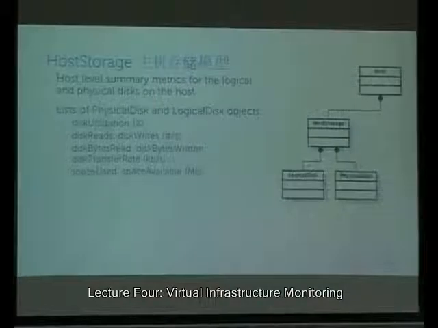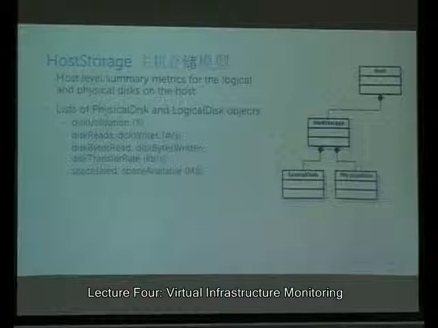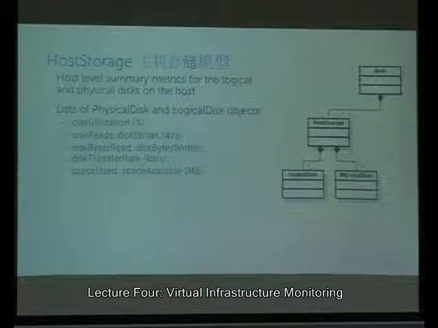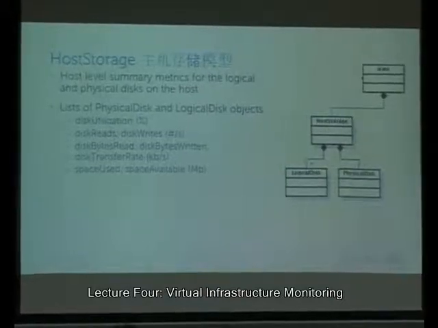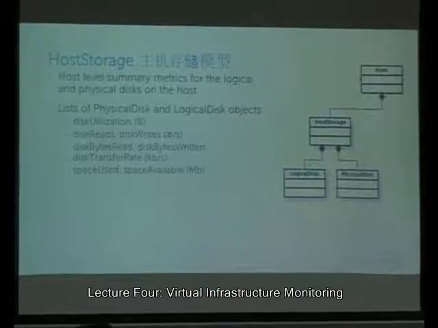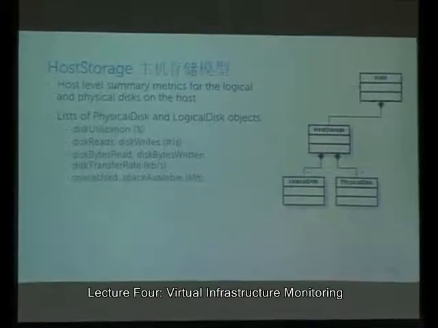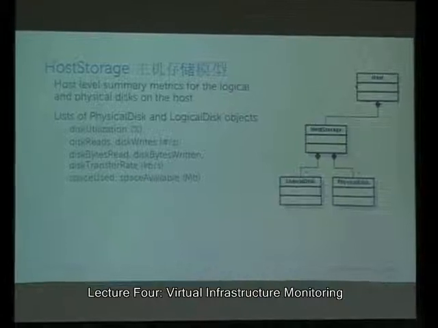So host storage is the same kind of pattern again. It's a summary object. It contains lists of logical and physical disks, and we measure the disk utilization, reads and writes, and the volume of data that's read and written, transfer rate, how much space is used and available. So all the stuff you'd want to know about disks. This is, of course, from the host perspective. When we do storage monitoring, we get much more detailed information about storage arrays and how they're related and, you know, other metrics that are related to the performance.